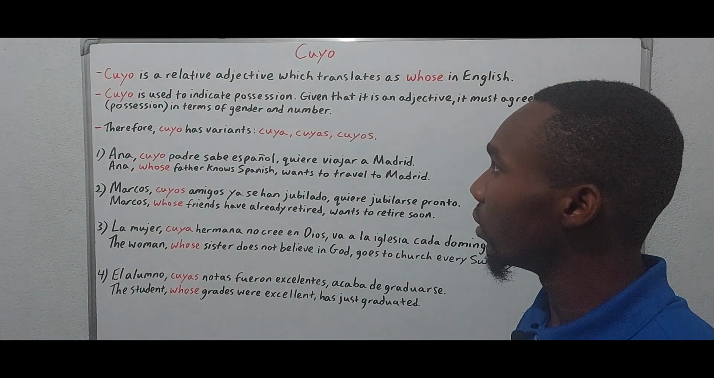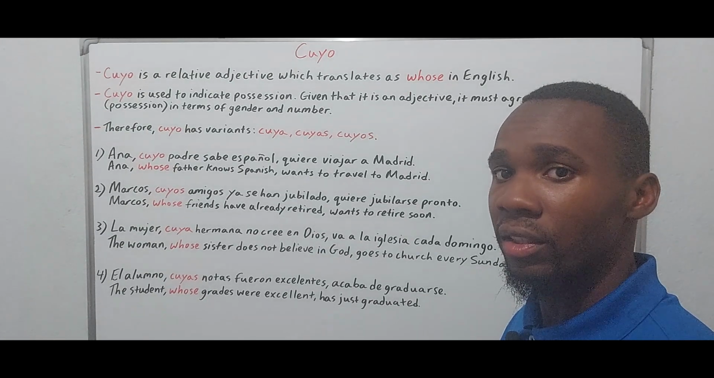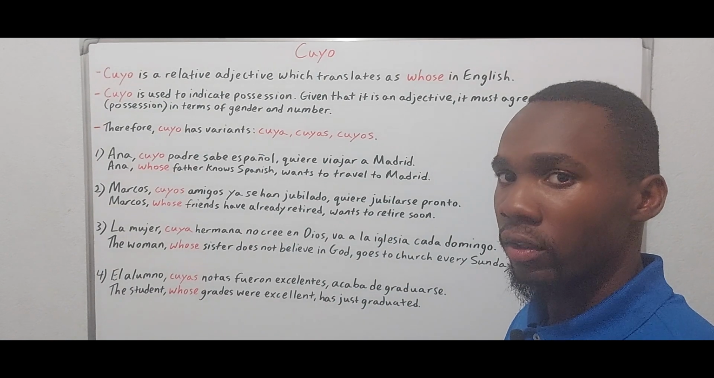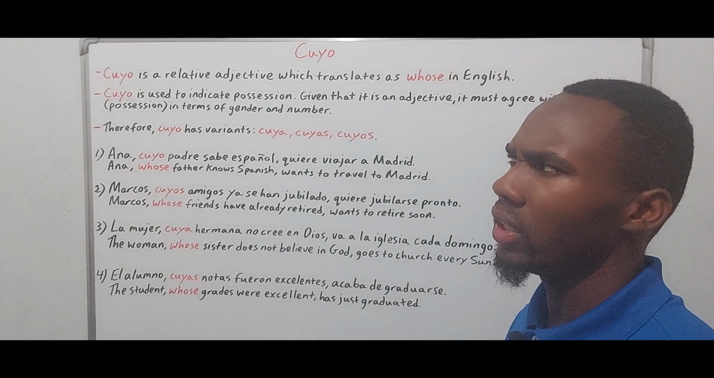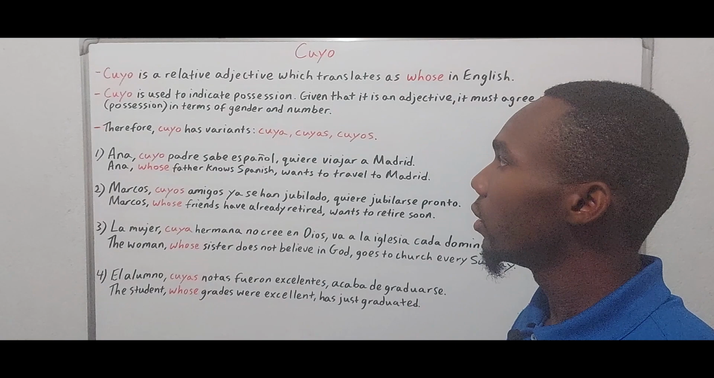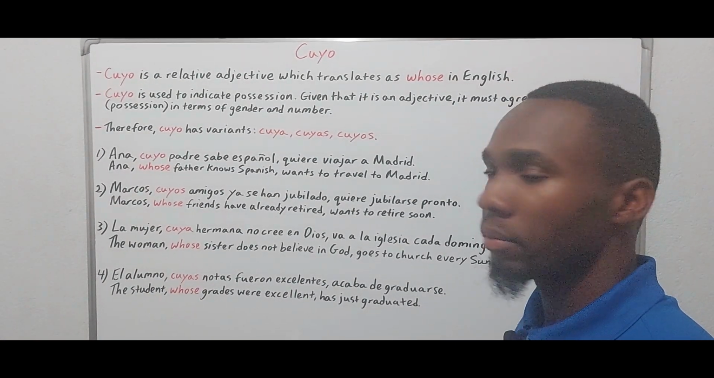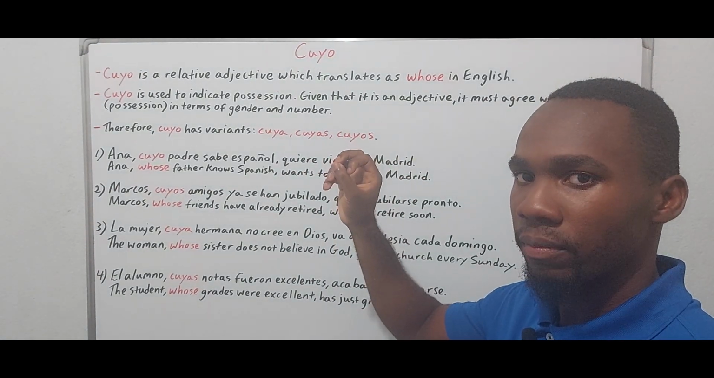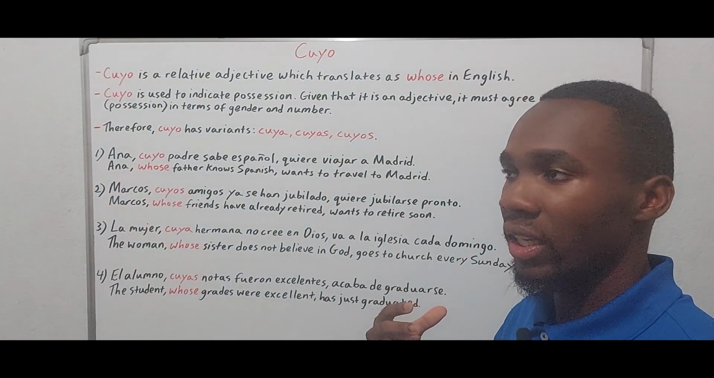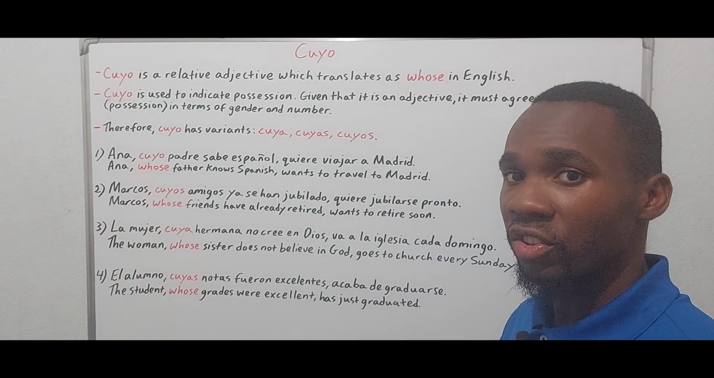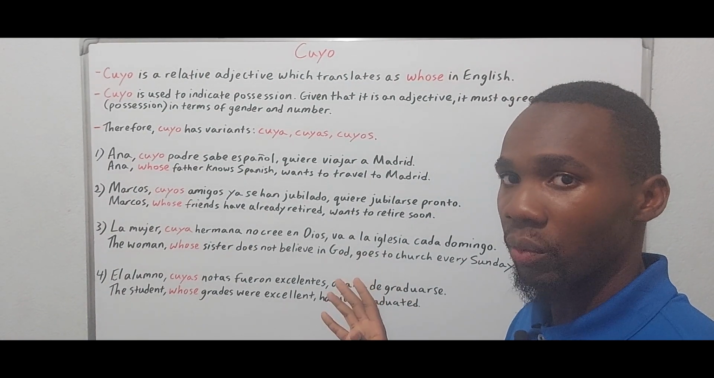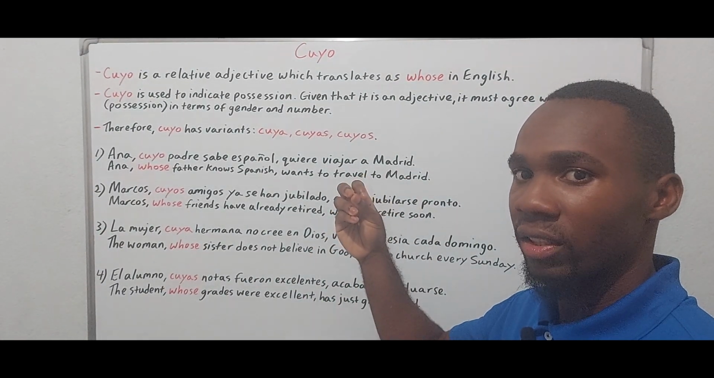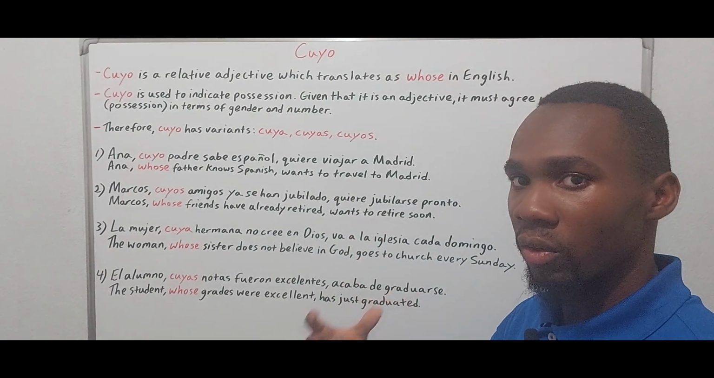Now, this word functions as a relative adjective, right? And it translates as whose. Now you may be wondering, what is a relative adjective? No se preocupen, vamos a ver. So cuyo is used to indicate possession, right? We know that we can use whose as a question word, but this is not the function that we are talking about. It is used to indicate possession. And if it's an adjective, that means that it modifies nouns, right?